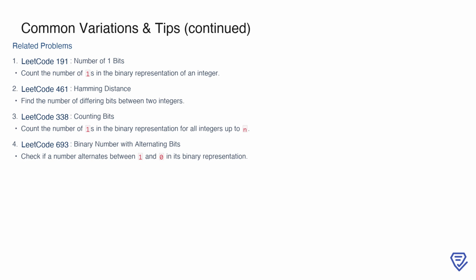Lastly, LeetCode 693 challenges you to determine if a number alternates between 1 and 0 in its binary representation. These problems share common themes, such as binary conversion and efficient bitwise operations, making them excellent practice for strengthening the skills needed to solve the binary gap problem.